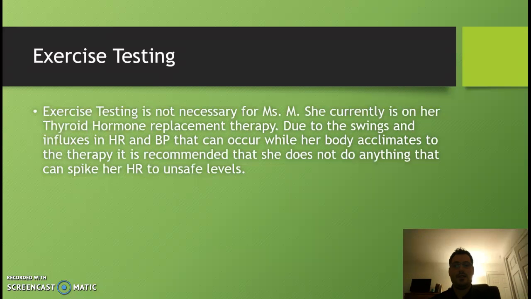Exercise testing is not necessary for Miss M, as she is currently on her thyroid hormone replacement therapy. Due to the swings and influxes of heart rate and blood pressure that can occur while her body acclimates to the therapy, it is recommended that she does not do anything that can spike her heart rate to unsafe levels.